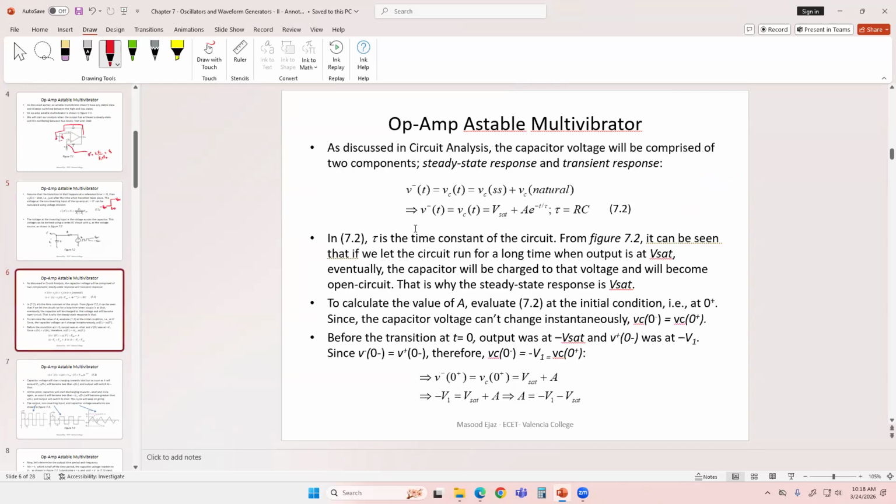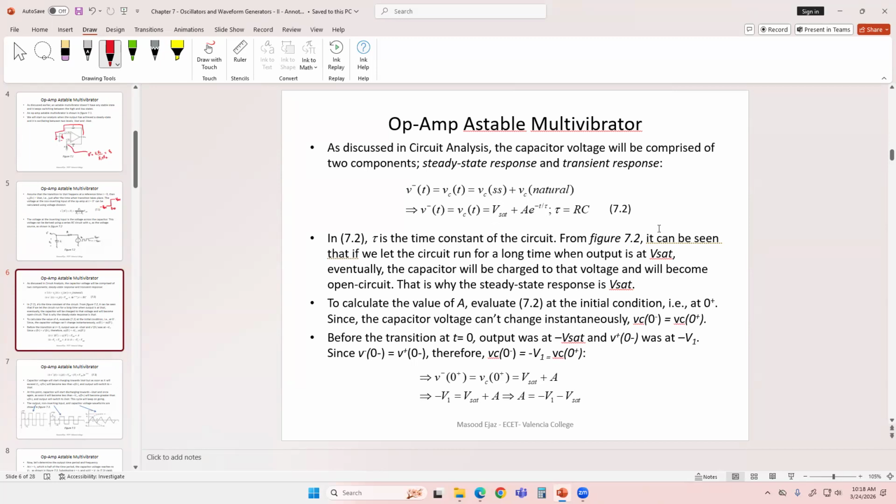And that is what you see over here: if the output is at VSET, the steady state value of the capacitor voltage is going to be VSET, and then the natural response is usually written as the exponential function A e to the power negative t over tau. Tau is the time constant of the circuit, which is RC. That's coming directly from your circuit analysis class.